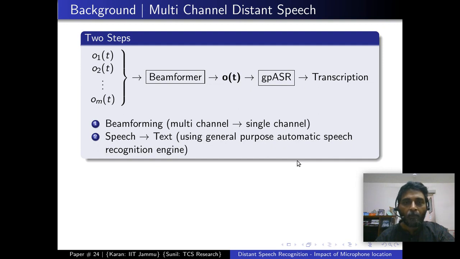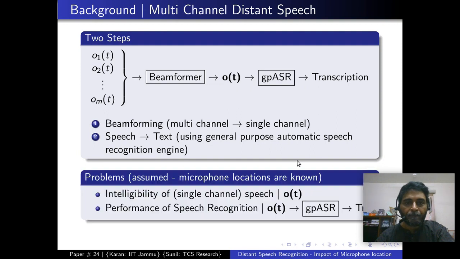There are two things that you need to do if you want to do multi-channel distant speech recognition. You need to take it through the process of beamforming, where you get a single channel output O, which when passed through a general purpose ASR would give you the transcript. So there are two steps. One is the beamforming step, which takes multiple channel input from various microphones and gives you a single channel. And since ASRs generally work on a single channel, you could use any ASR to get your transcript.